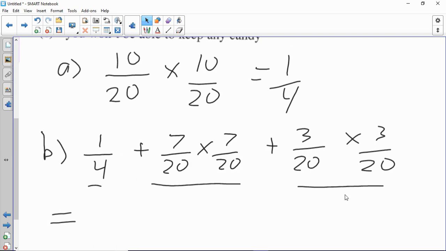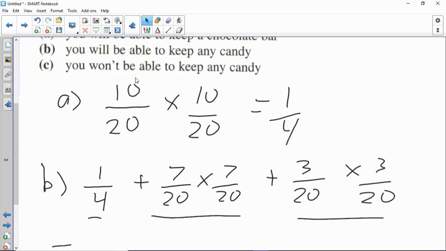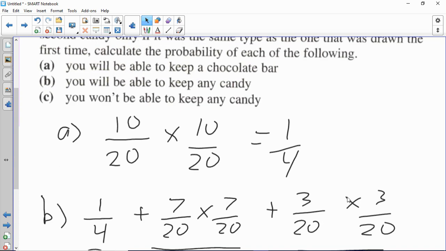Once you get that answer, part C is just the complement. So you won't be able to keep any candy. That is 1 subtract your answer to part B.